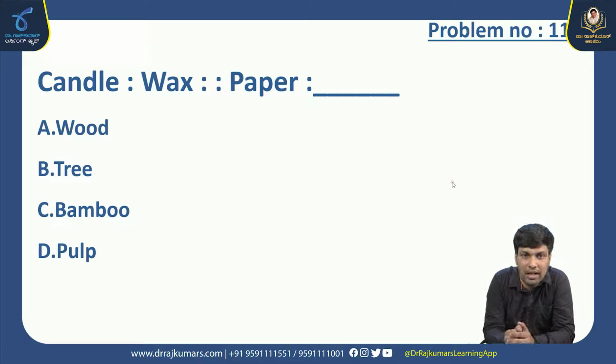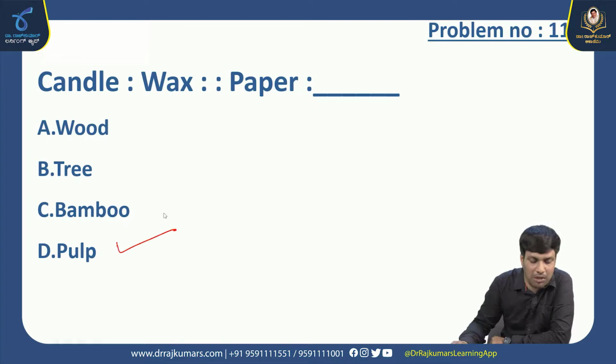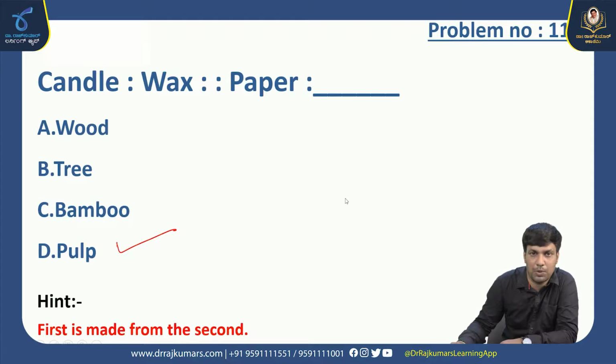Wax is the raw material used for candle making, whereas we need to search for the raw material from which paper is manufactured or produced. As we all know, paper is produced from wood, but wood is not the prime raw material. Wood is a secondary raw material for paper making. The prime raw material for paper making is pulp. The right option for this question is option D, pulp.